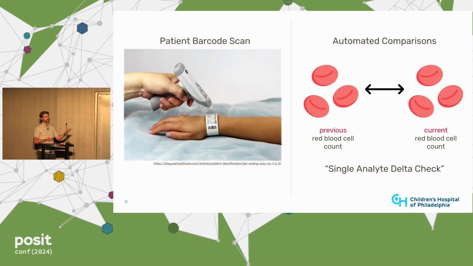So in the lab itself, there's an automated comparison that takes place. And lab machines can perform what's called a single analyte delta check, which is really just a fancy way of saying, let's take one component of the blood, one analyte, in this example, red blood cell count. So let's look at that analyte and compare it from the current sample from the patient to a previous sample from the patient over some short enough time frame. And if the delta, or the difference, between those red blood cell counts is small enough, then we can conclude that it's most likely the same patient sample, right? Over a short enough time frame, certain characteristics of the blood shouldn't change too much.